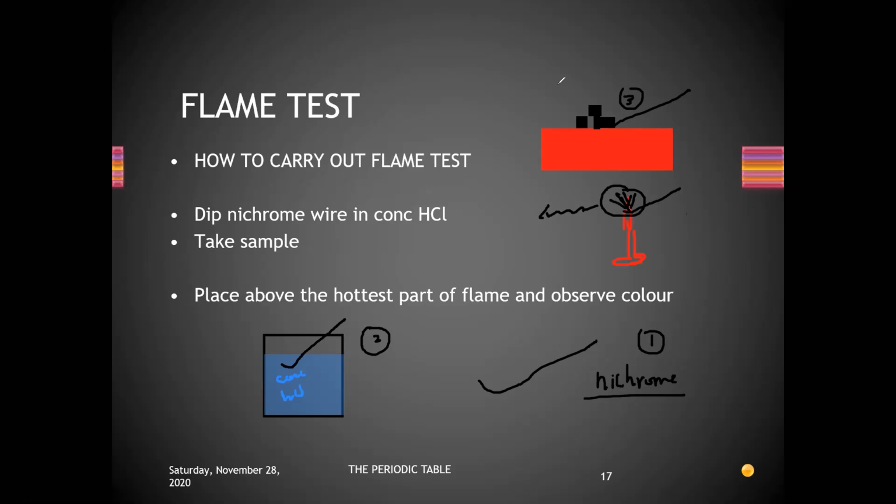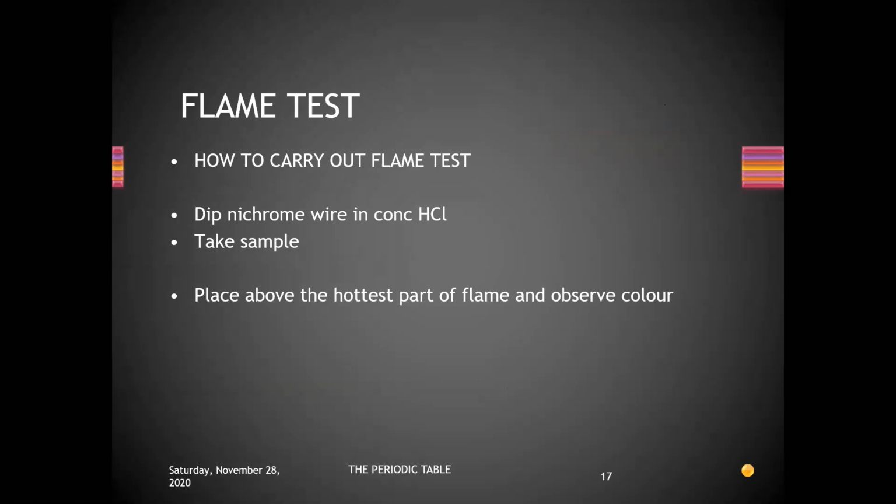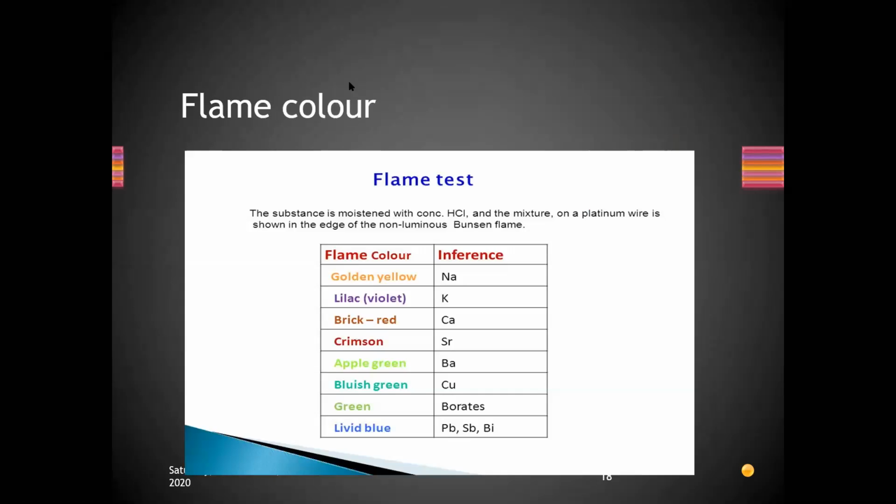It can be lithium, so it will be scarlet or red in color. It can be sodium, which is yellow in color. It can be potassium, lilac or violet in color. More elements are written here, but you only have to learn these for group one. Sodium will give golden or yellow. Potassium will give violet or lilac. If it was lithium, then red is acceptable. Crimson red or scarlet red, or only red is also acceptable.